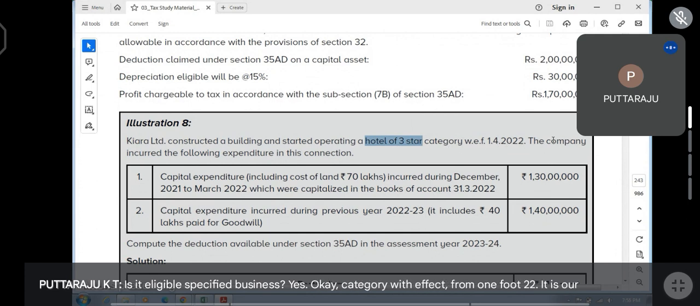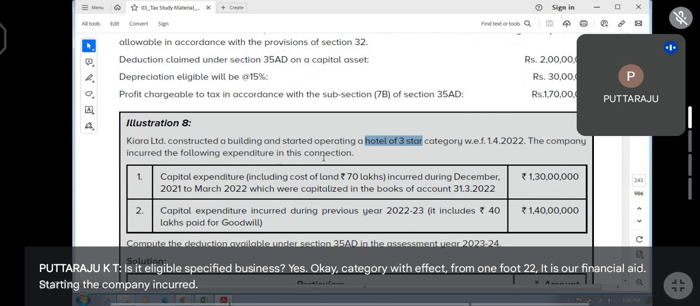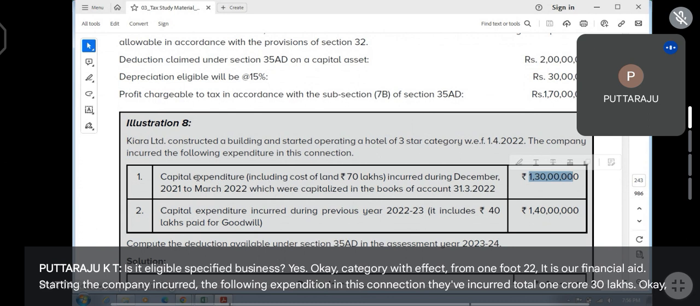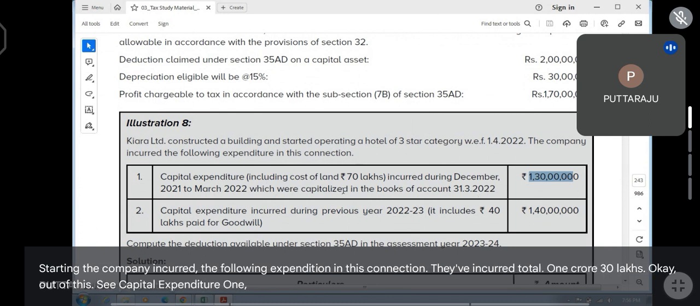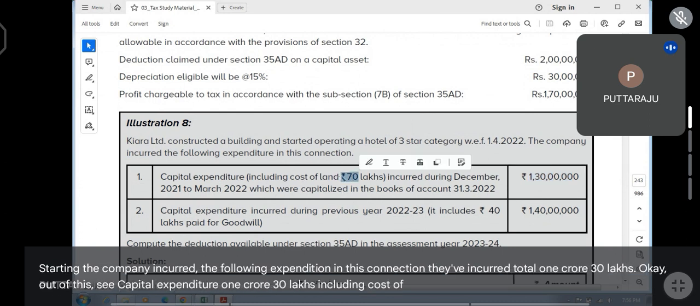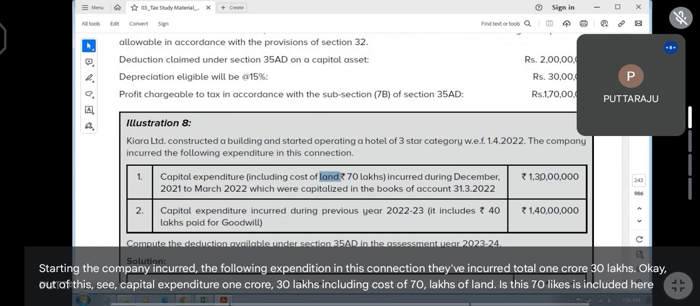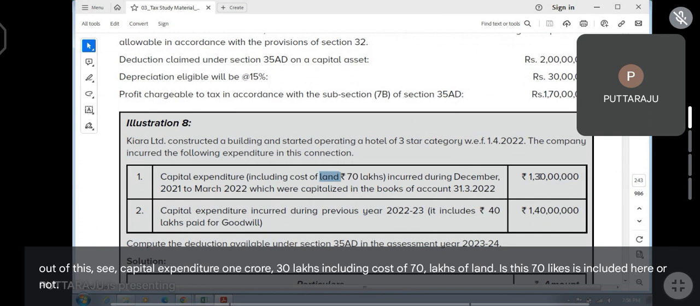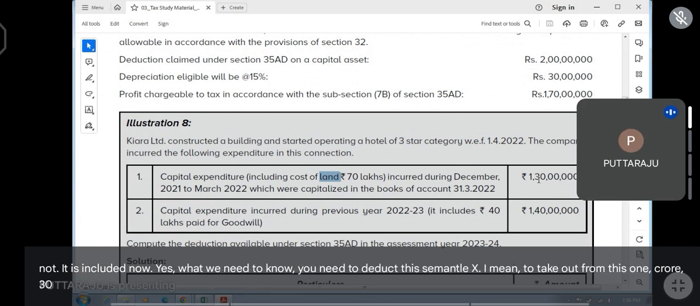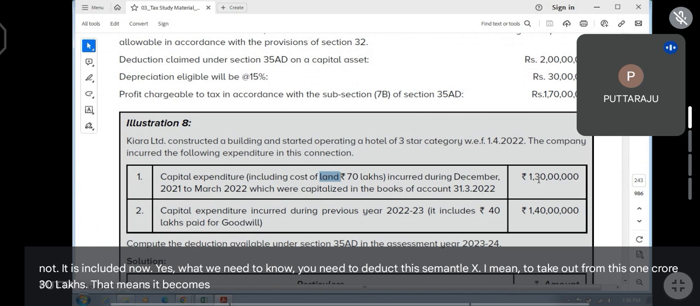It is our financial year starting. The company incurred the following expenditure in this connection. They have incurred total 1 crore 30 lakhs, capital expenditure, including cost of 70 lakhs of land. Is this 70 lakhs included here or not? It is included, no? Yes, sir. What you need to do is deduct this 70 lakhs, take it out from this 1 crore 30 lakhs. That means it becomes 60 lakhs now.